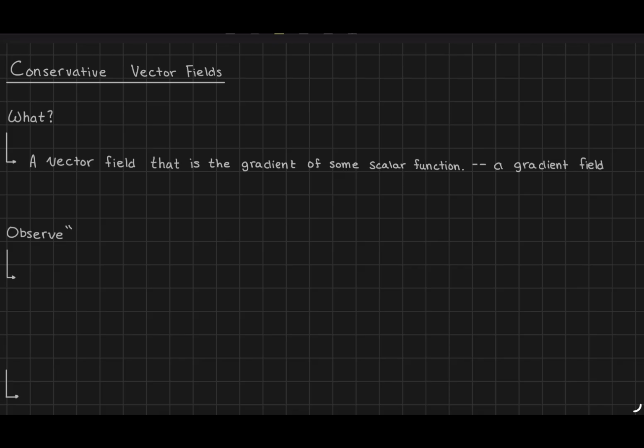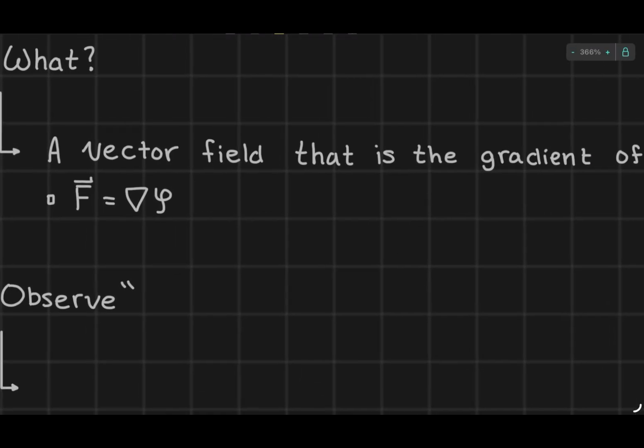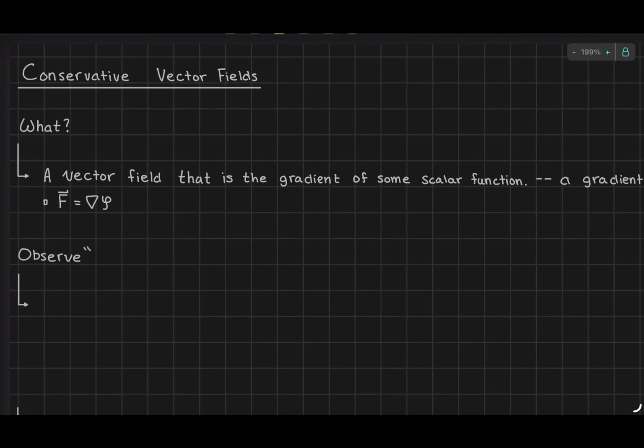What that means is, well, we understand what a gradient is. That's the del operator, and essentially it's a vector wherein the x component is the partial with respect to x, the y component is the partial with respect to y, and the z component, if there is one, would be the partial with respect to z. So pretty much what this is saying is we're going to have that vector field F equal to del phi.